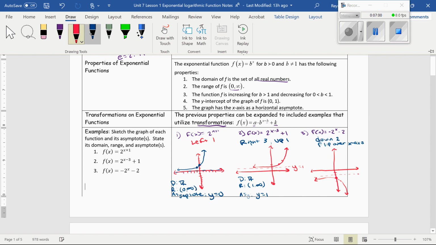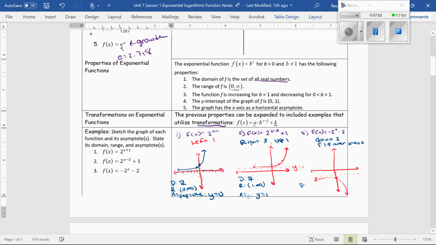So our domain remains the same. Our domain for all of these should be all real numbers, or negative infinity, positive infinity. The range for this one is negative infinity to -2, excuse me. And your asymptote for this one is y equals -2. Notice I'm writing all of those as equations there.